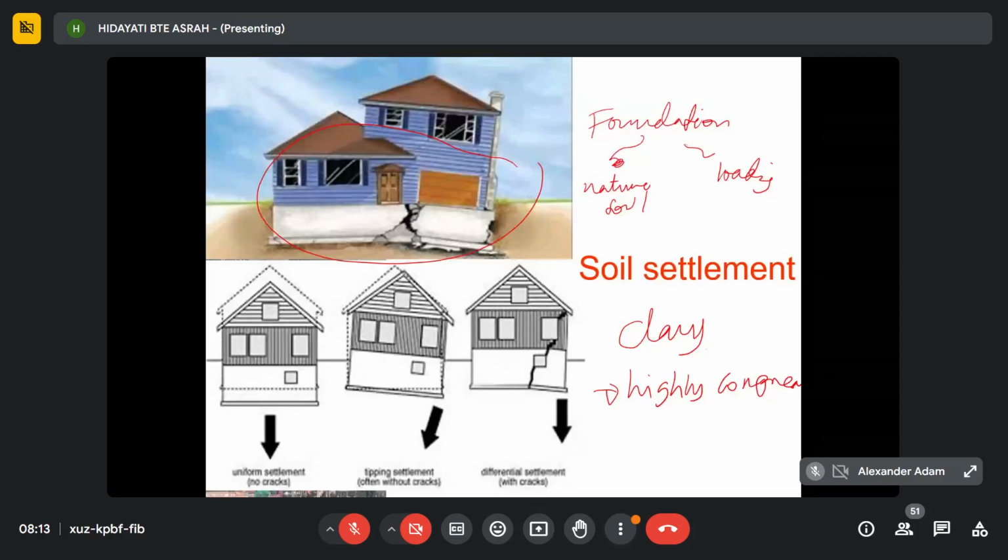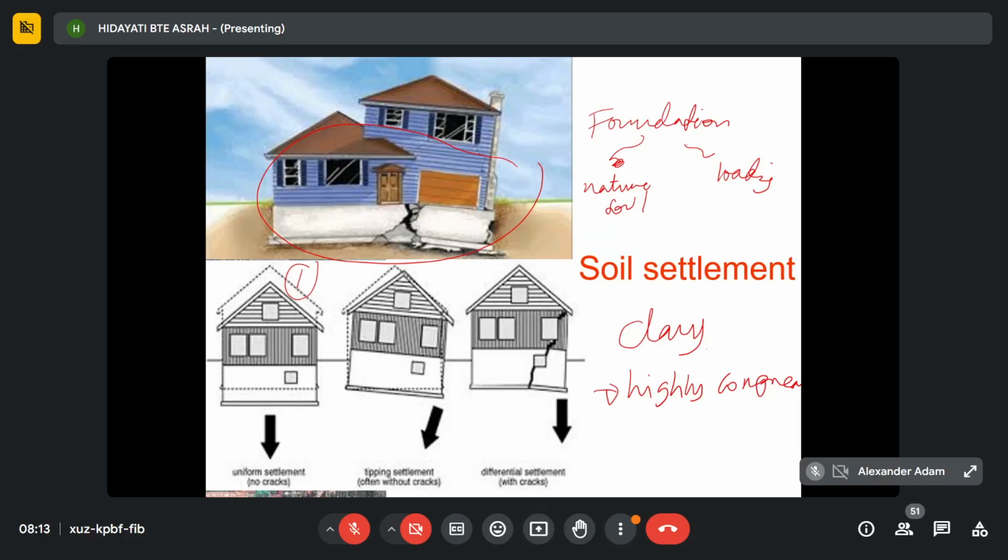Okay, so it will cause soil settlement. When you put loading on top of this clay soil and it is highly compressible, then it will cause settlement. So if you see from this figure, the bottom figure, soil settlement, number one, if the soil settlement is uniform, then there will be no crack on the building, because the whole building will settle uniformly.